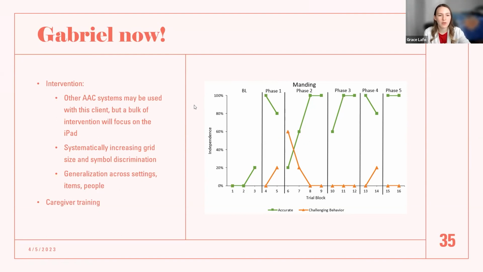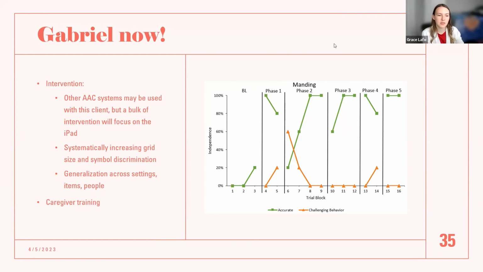On the x-axis, we have our trial blocks, and again, there's 5 trials in each trial block. On our y-axis, we have the percentage of independence. The green is accurate independent responses, and the orange is challenging behavior. So we were able to track how that affected his responses. In baseline, it was a 2x2 grid of 4 different preferred items. He had very low levels of independent responding, I should say. Then in phase 1, it moved back into a single symbol system, so just one picture, just like he was doing in the AAC assessment.